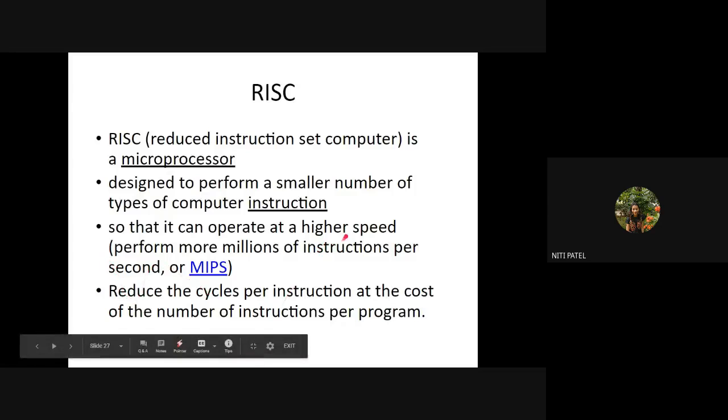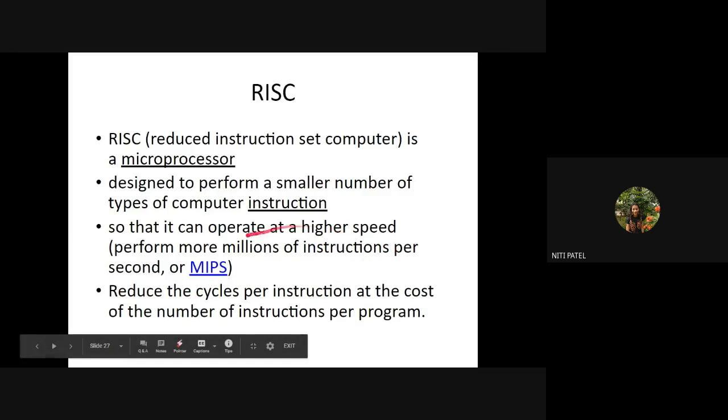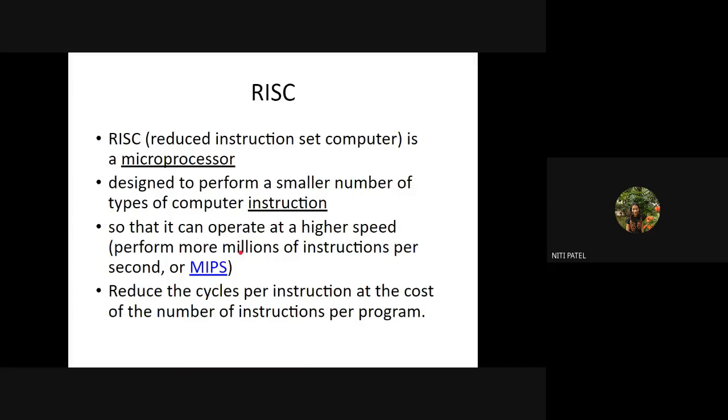It operates at a very high speed. Why will it operate at a high speed? Because the instructions are smaller, so it will not take much time to execute. So the speed is also very high. How much is the speed? It is million instructions per second. That means in one second, how many instructions can be executed? Million instructions. So just imagine how small those instructions will be.